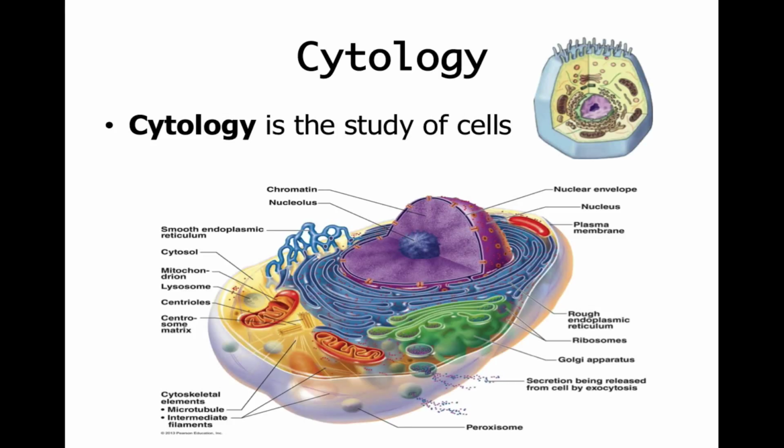Hey, this is Mrs. Dellosso, and in this podcast, we are going to start talking about cells. Cytology is the study of cells. So, in this podcast, we're going to talk about some important scientists that observed some of the first cells using microscopes and also how it came to develop the cell theory. So, we'll talk about the three parts of the cell theory, and then we'll also talk about the levels of organization. So let's get started.